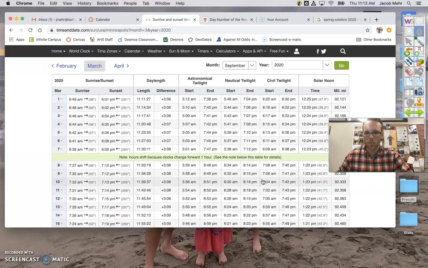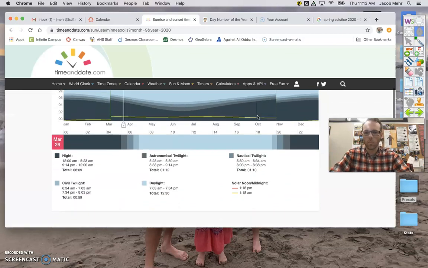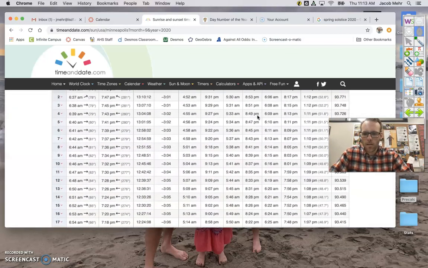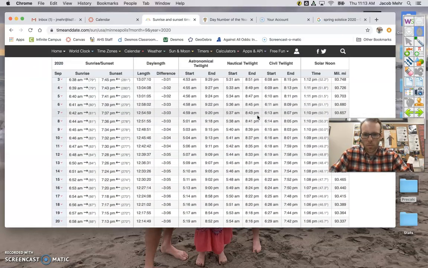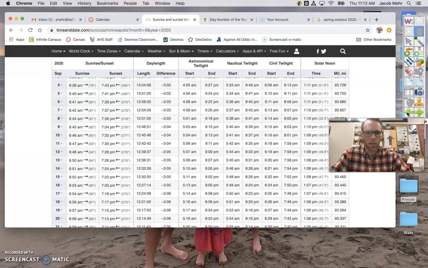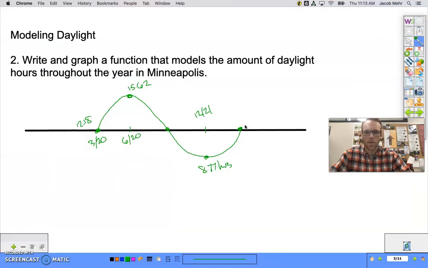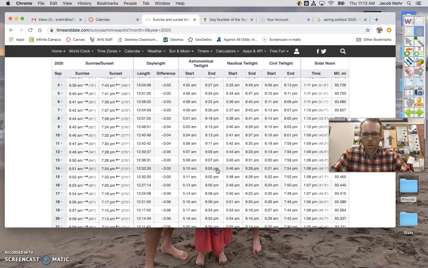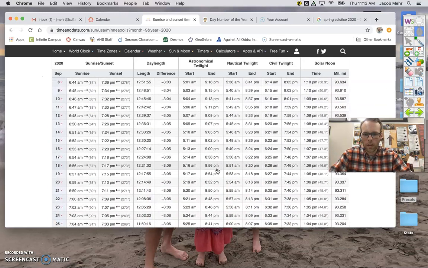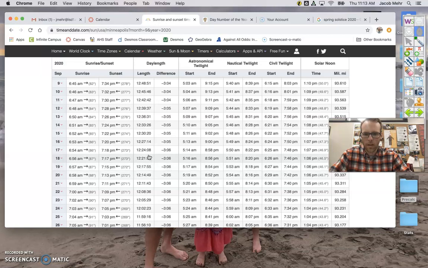Okay, here we go. Nope, didn't go there yet. In September, and what are we looking for? Well, we're looking for fall solstice when it switches back, but we also need to make sure that we're at that 12.18 hours. It's going to be right in here. And let's go with September 19th.